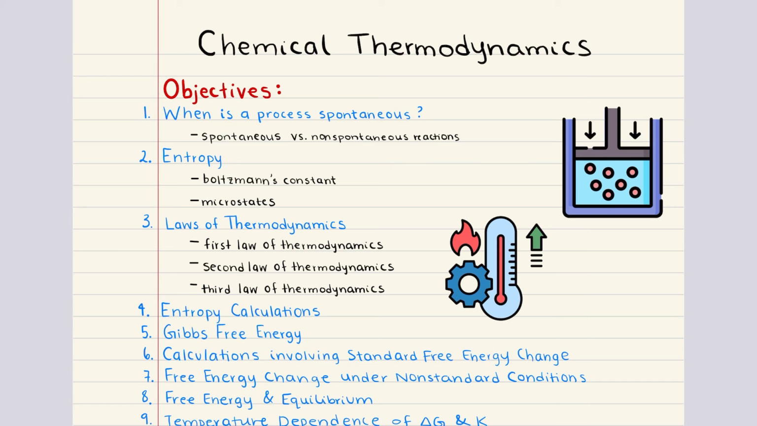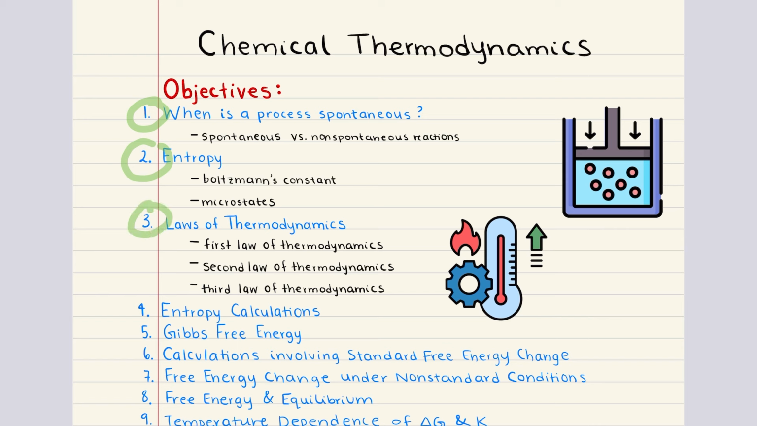Today we are discussing chemical thermodynamics, and in this chapter we'll be covering the following objectives. In the first objective, we will learn what makes a reaction spontaneous and differentiate between spontaneous and non-spontaneous processes. In the second objective, we will introduce the concept of entropy. We will discuss Boltzmann's constant, and we will explain microstates.